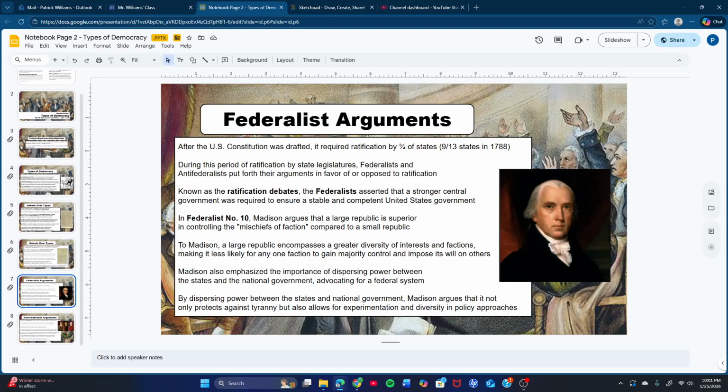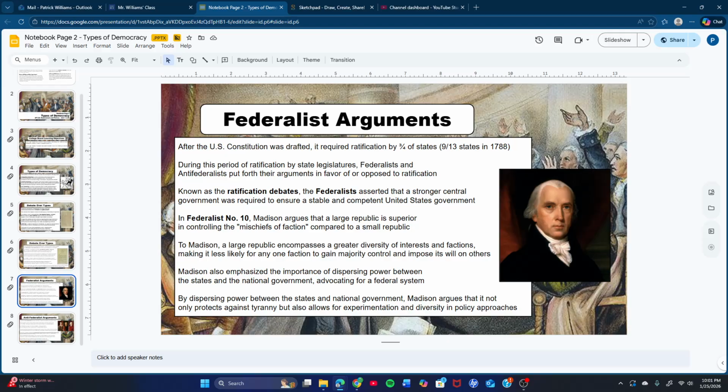Okay, let's look at the Federalist arguments. We're going to dive a bit deeper into them. Let's look at James Madison. After the Constitution was drafted, it needed ratification by three-fourths of the states. At that time there were only 13, so you only needed nine. This is during the late 1780s. During this ratification period, both the anti-Federalists and the Federalists published essays. They had their debates and made their cases to state legislators, the people who made decisions.